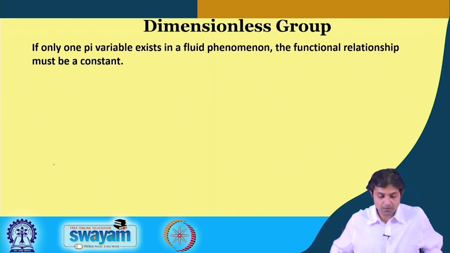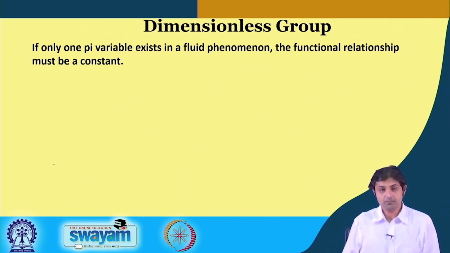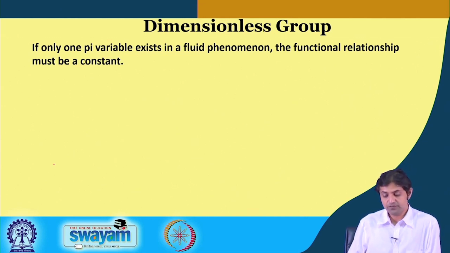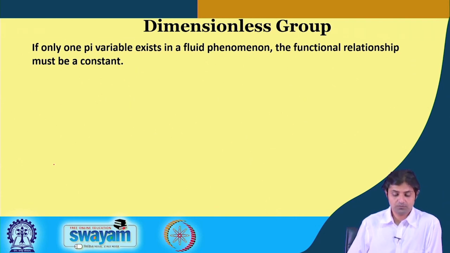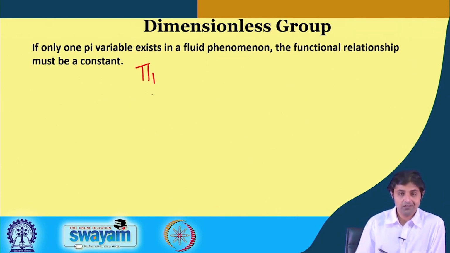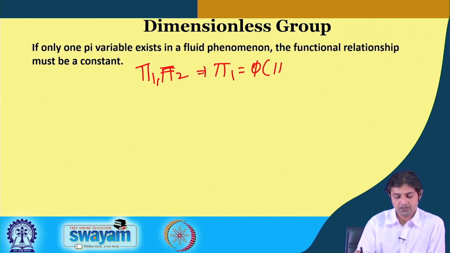So, coming back to the dimensionless group, suppose if only one pi term exists in a fluid phenomenon, the functional relationship must be a constant. That is true. Suppose there is pi 1, and normally if there is pi 1 comma pi 2, we simply write pi 1 is equal to function of pi 2. But if there is only 1, then pi 1 must be constant, that is simple.